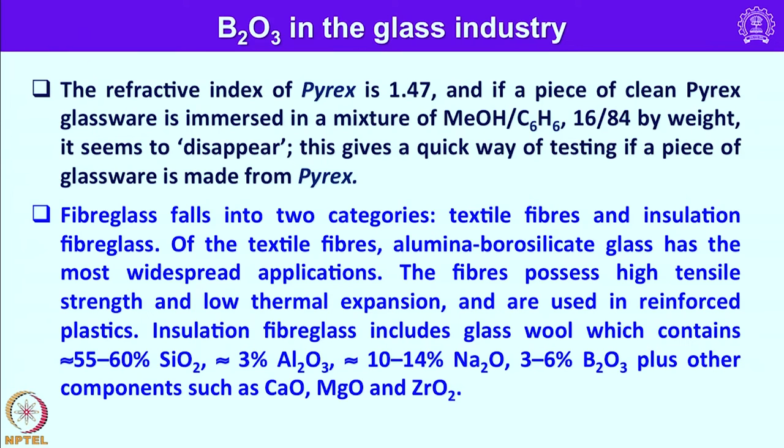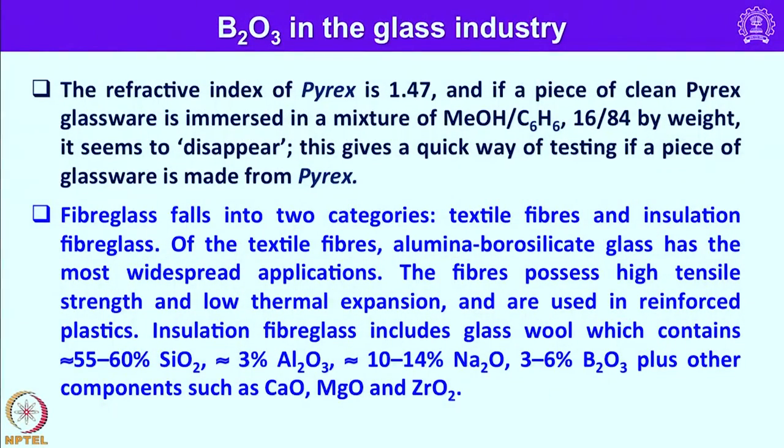The refractive index of Pyrex is 1.47, and if you take a mixture of methanol and benzene in 16 to 84 weight ratio, its refractive index also will be 1.47. As a result, if you start adding it to a container made of Pyrex, it appears like the glassware is disappearing or dissolving, and sometimes people use this in magic tricks also. That is an indication of checking whether the glass we are using is Pyrex or not.